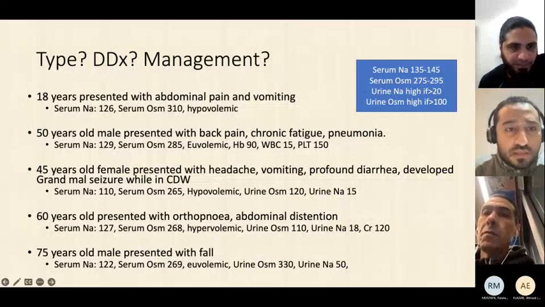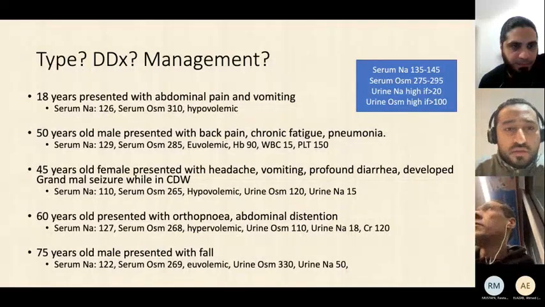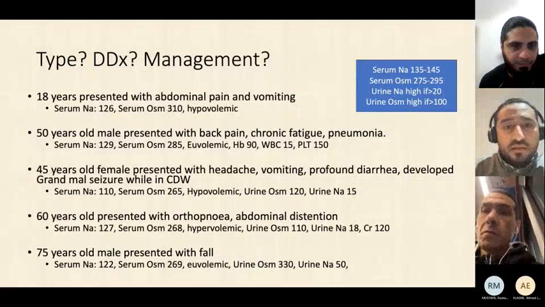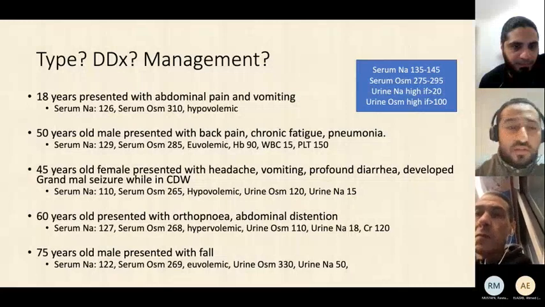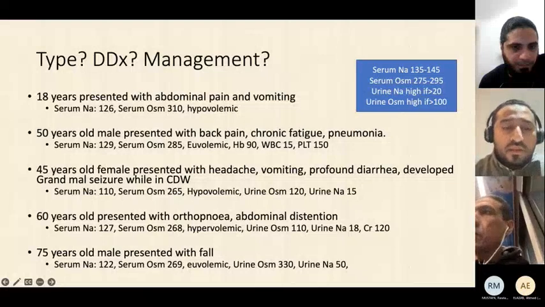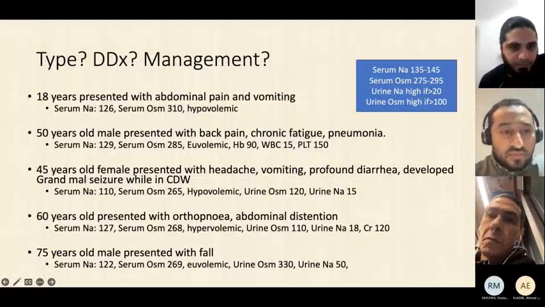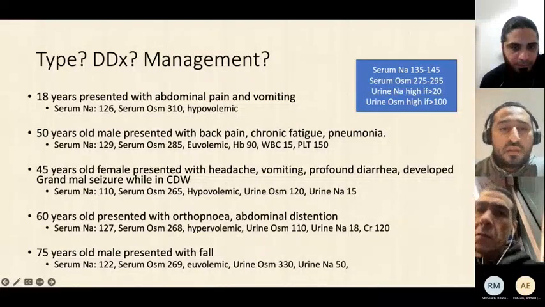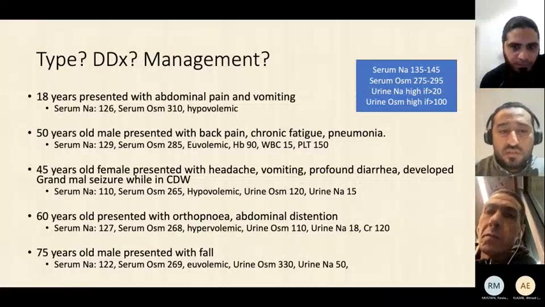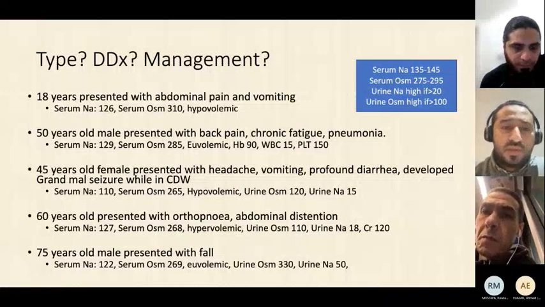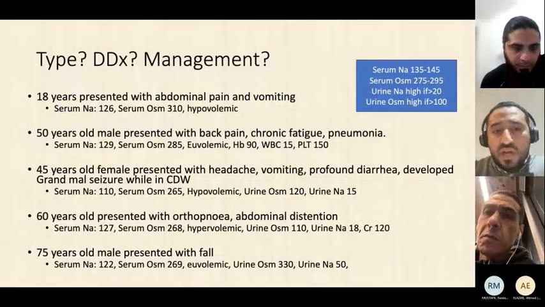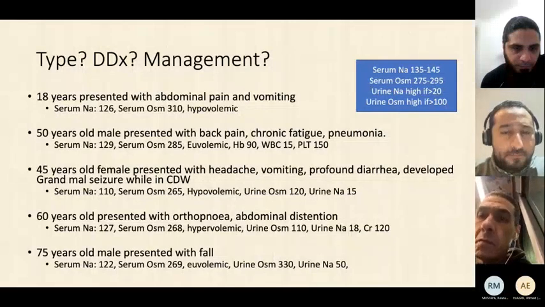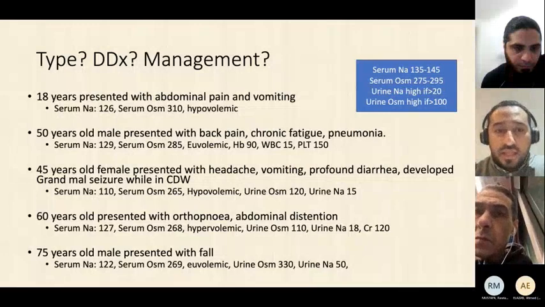So going to the next example. Dr. Rawia said this first patient is probably DKA, and we will give isotonic solution. The next patient is a 50-year-old male presenting with back pain, chronic fatigue, and pneumonia. His serum sodium is 129, again moderate hyponatremia. Serum osmolality is 285. This is going to be isotonic. And the patient is euvolemic clinically.